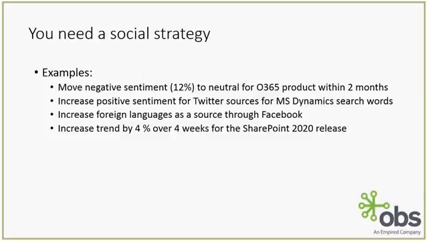Some examples of social strategies you could set up are: maybe we want to move our negative sentiment to a more neutral sentiment for an Office 365 product within a 2-month period. Increase our positive sentiment for Twitter sources for the Microsoft Dynamics search words. Increase foreign languages as a source through Facebook, so we might want to trigger more French speakers through Facebook for our particular keyword search. Or increase the trend by 4% over 4 weeks for the SharePoint 2022 release. That is obviously very fictitious.